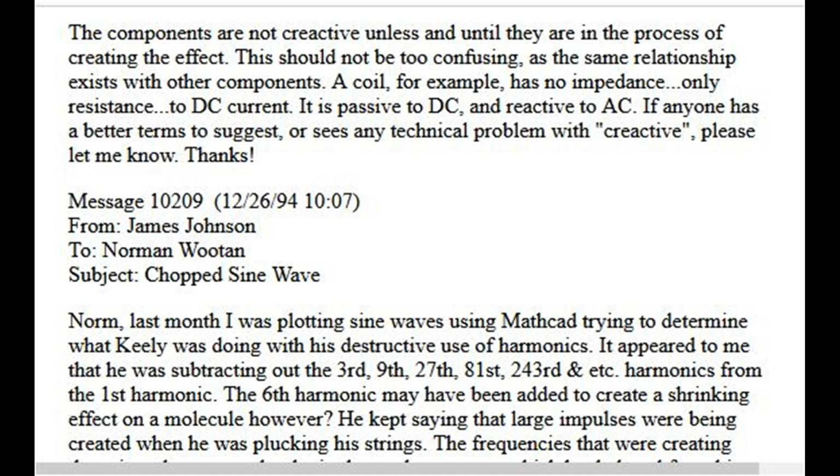Subject: chopped sine wave. Norm, last month I was plotting sine waves using MathCAD, trying to determine what Keeley was doing with his destructive use of harmonics. It appeared to me that he was subtracting out the 3rd, 9th, 27th, 81st, 243rd, etc. harmonics from the first harmonic. The 6th harmonic may have been added to create a shrinking effect on a molecule.